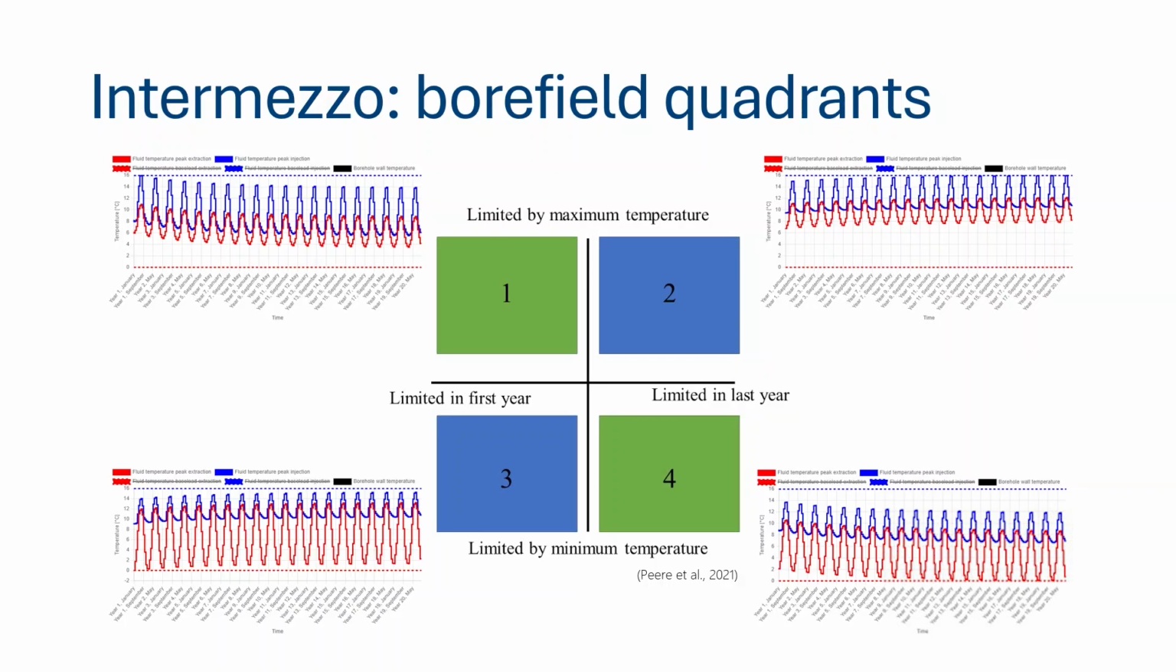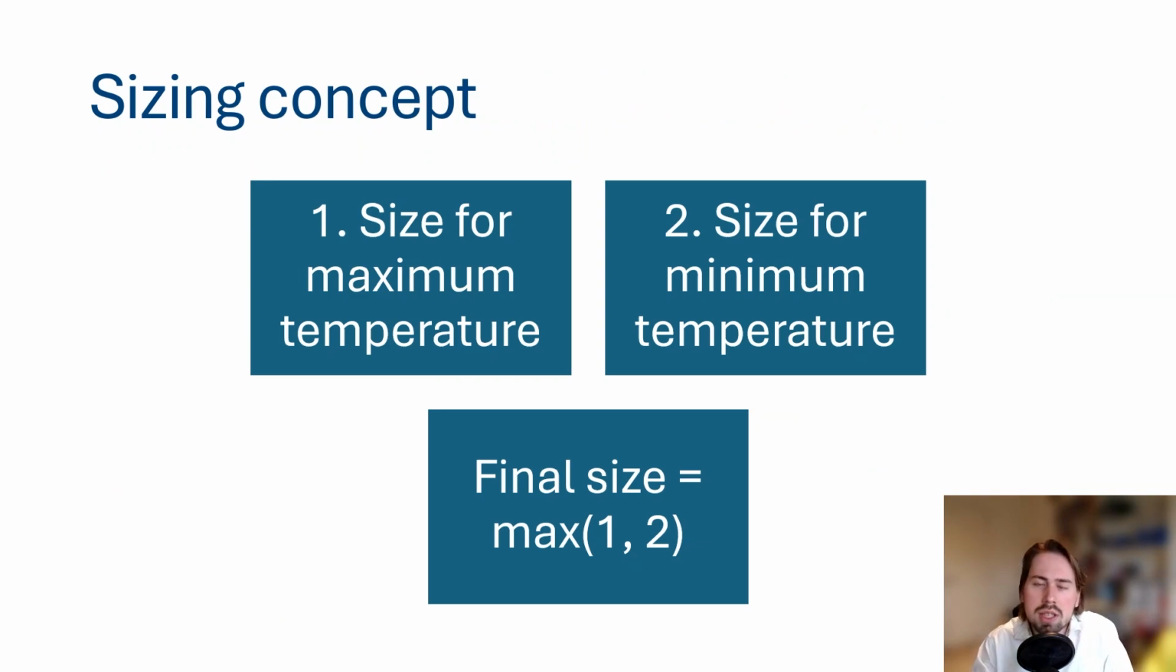So if we paraphrase this, whenever we're sizing a borefield with methods L2, L3 or L4, you size it for the maximum average fluid temperature, you size it for the minimum average fluid temperature, and then you take the maximum size of both in order to find the borefield which has the bigger size.